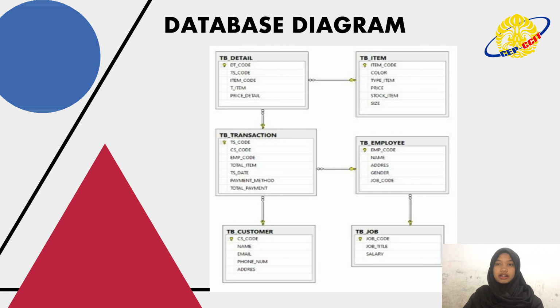As you can see, there are 6 tables, namely table detail, table item, table transaction, table customer, table employee, and table job. Table detail uses detail code as primary key. In table item, we use item code as primary key. Table transaction uses transaction code as primary key. In table employee, we use employee code as primary key. In table customer, we use customer code as primary key. And last, table job uses job code as primary key.